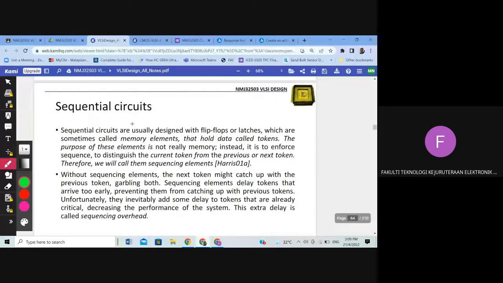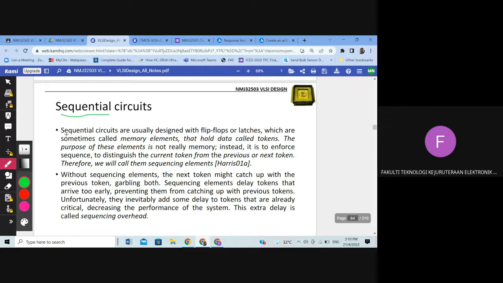So what is sequential circuits? Why is this topic so important? Because in digital system, we cannot run away from sequential circuits. We have basically two types of circuit, sequential and combinational circuit. What makes the difference between the two? As the name says, sequential means that it will happen in an order, following an order. That's the general definition of sequential.